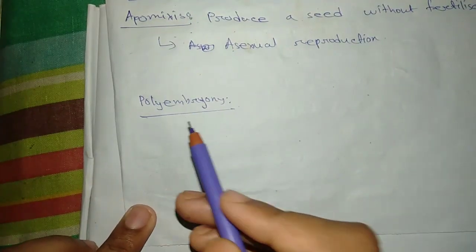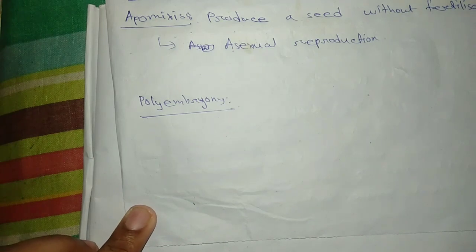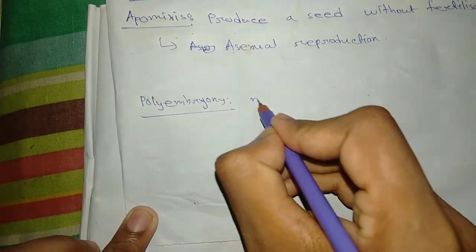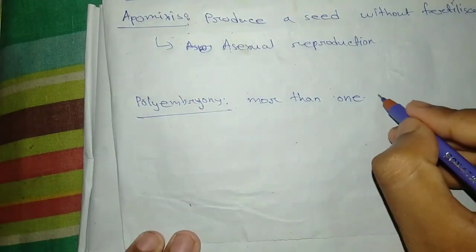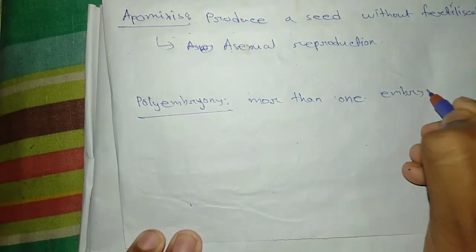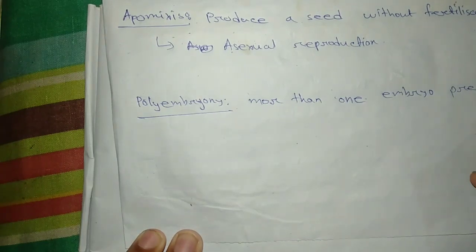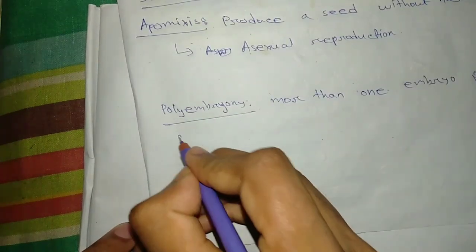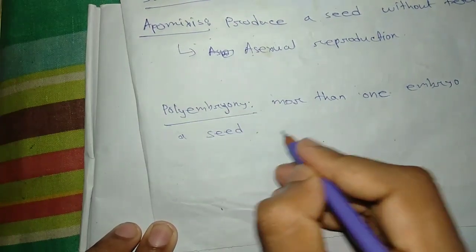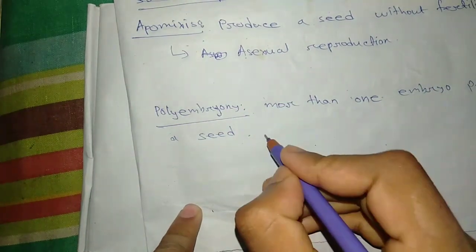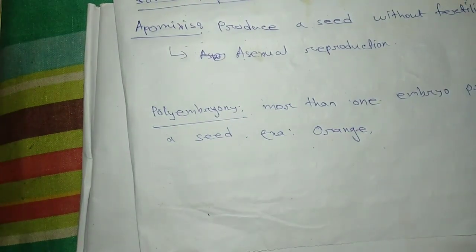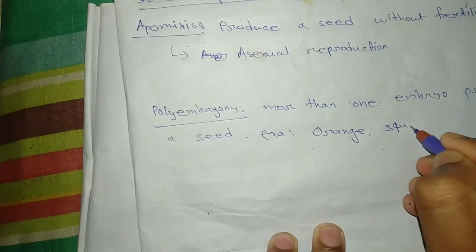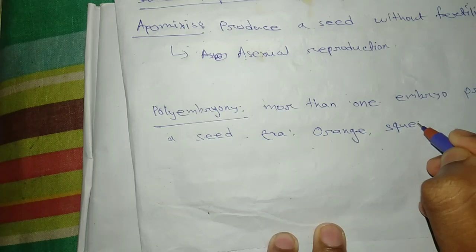In a seed, when more than one embryo is found, this is known as polyembryony. Okay, more than one embryo present in a seed is known as polyembryony. Example, orange.